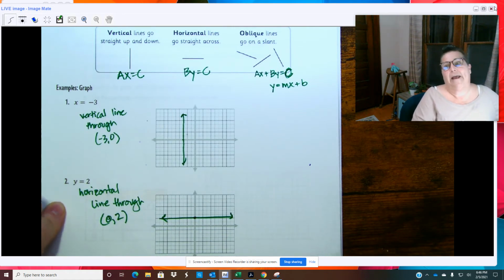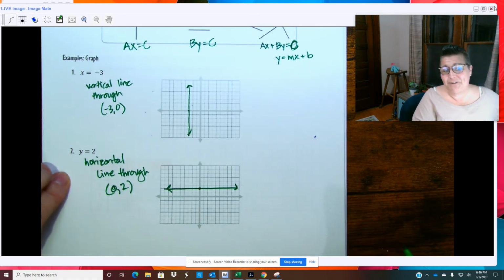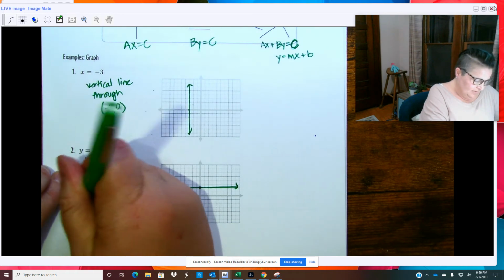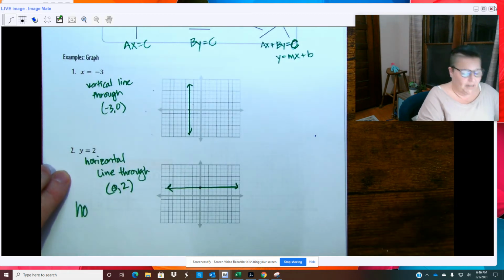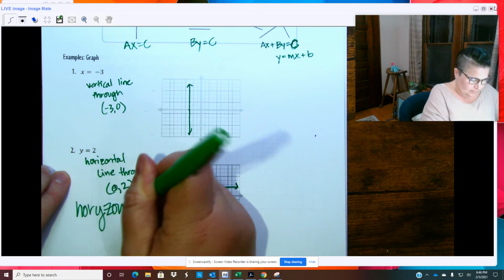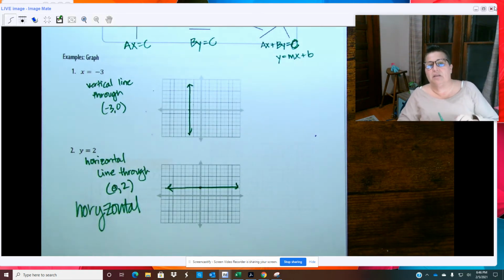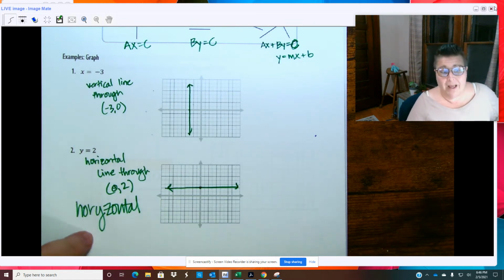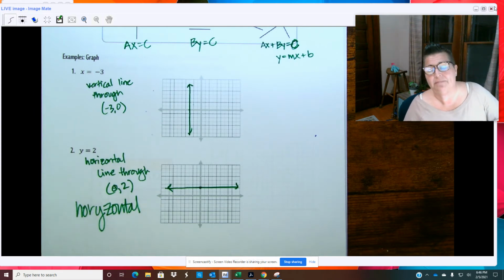Okay? Now, if you need a little trick for your brain, here's what I've got. It's not much. All I've got is I used to spell it horizontal. Instead of saying horizontal, I would say horizontal. And that was my clue that the y equals was a horizontal line. It ain't much, but it might work for some of you.